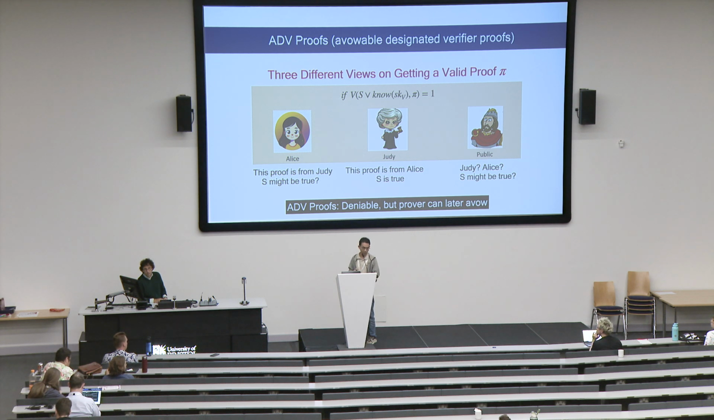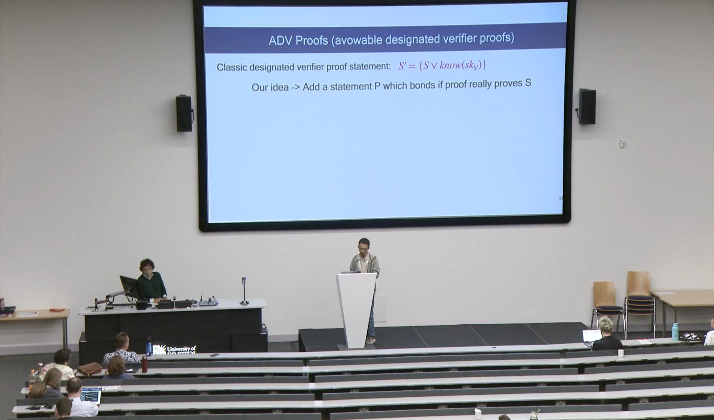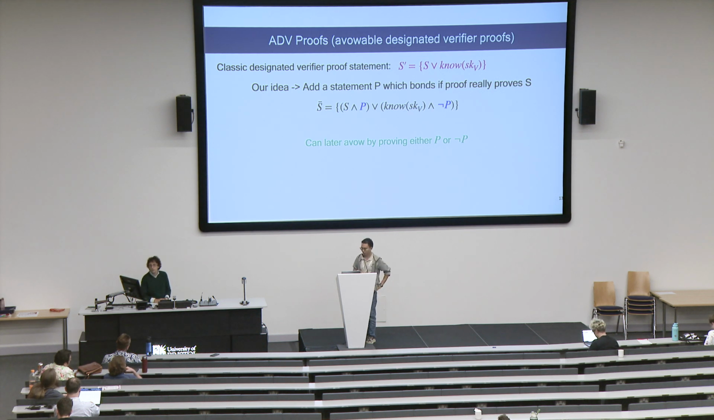What we want is to retain the deniability within the designated verifier proof, but enable the provers to later avow. So our idea is to add an additional statement P, which we can bind to whether the proof really proves S. In this way, we can convert the statement S prime to S bar. By proving S bar, this enables users or provers to later avow by just proving either P or negative P.